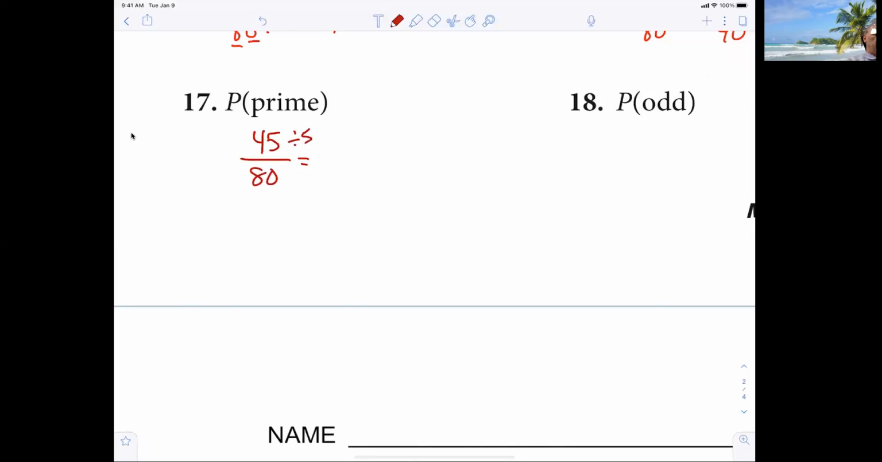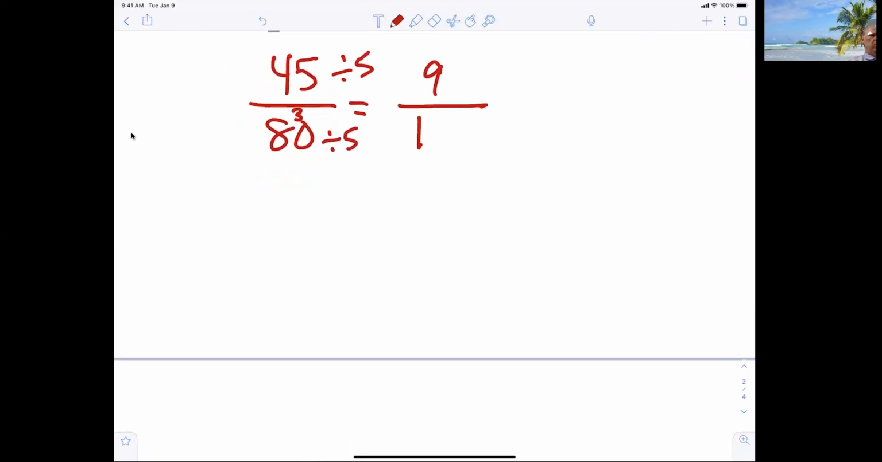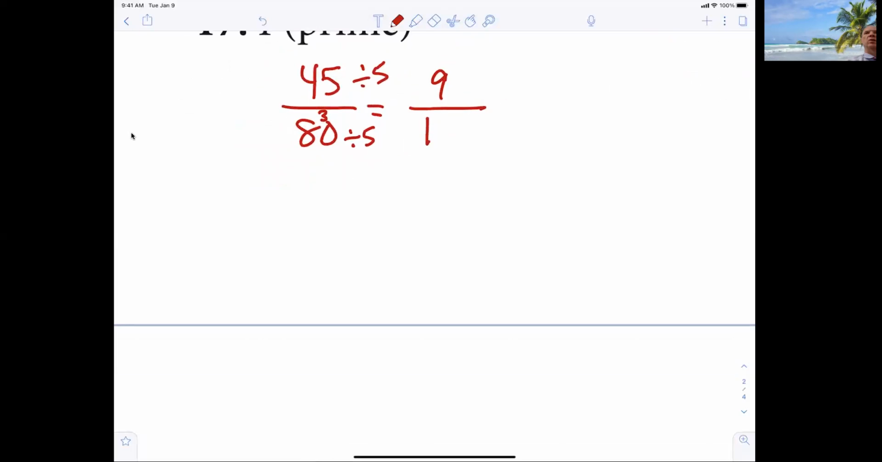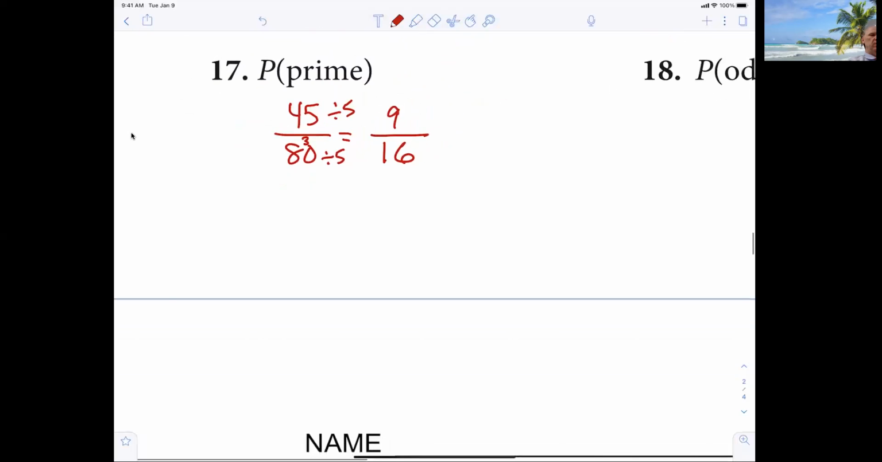Well, I don't want you using a calculator. What's 45 divided by 5, Molly? How many times does 5 go into 8? How many left over? And then 5 goes into, you see how I put it up in the corner? 5 goes into 30, how many times? There you go. So there's the fraction, 9 over 16.